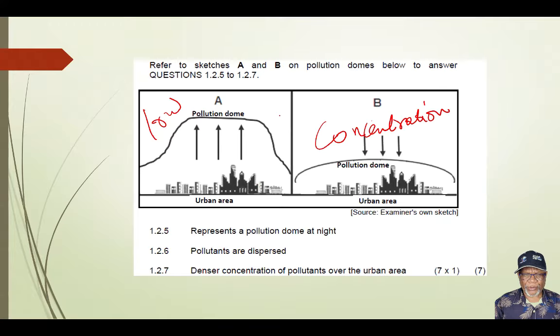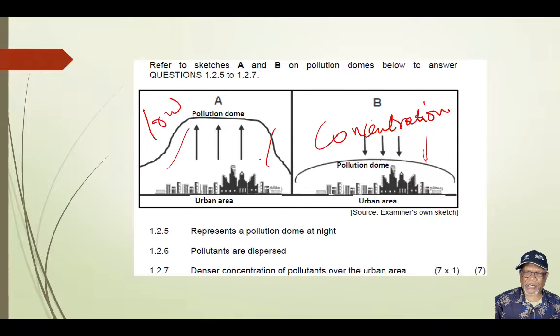Now, let's say they say A and B, you must choose the correct answer between A and B. Represent a pollution dome at night. This will represent the pollution dome at night because the air at night is colder and the air is subsiding. And then pollutants are dispersed.